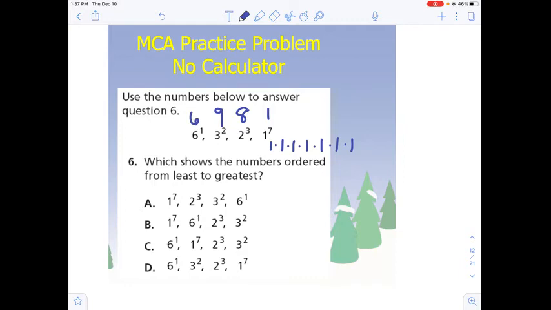So from least to greatest, we would have 1 to the 7th, then we would have 6 to the first power, then 2 to the third, then 3 squared. So it looks like B would be our answer.